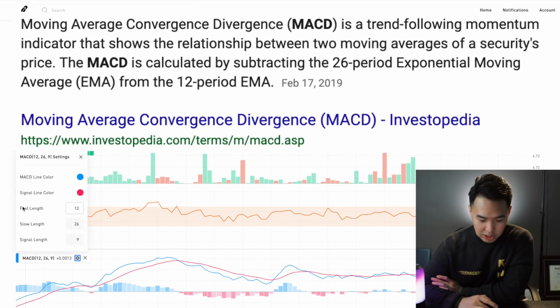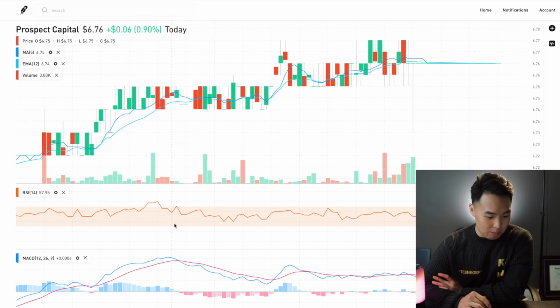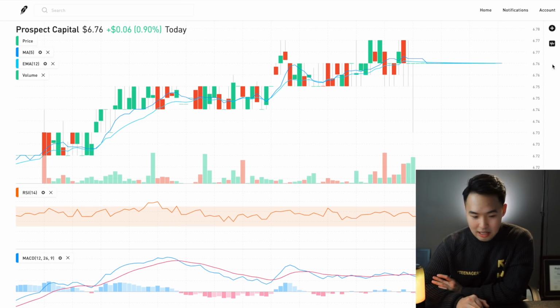MACD, again, you can change all the colors here, and the signal strength and all that. So I think pro level people might be able to find this a bit more usable when it comes to Robinhood. I give them big props for being able to do this.